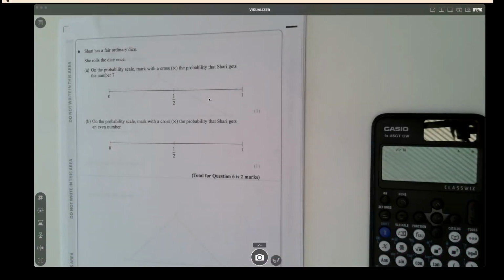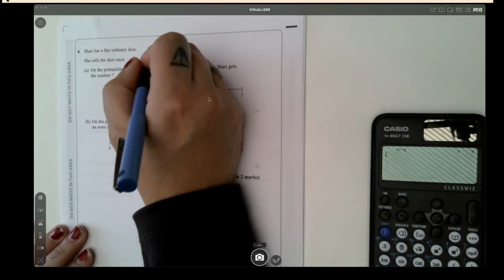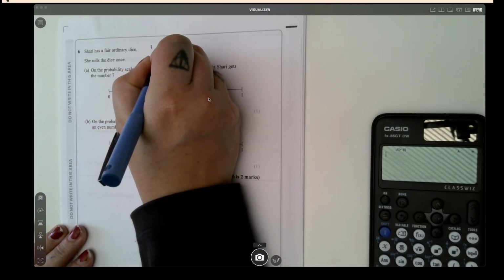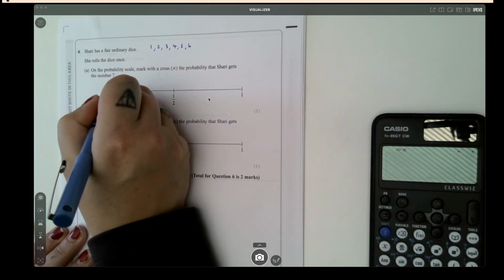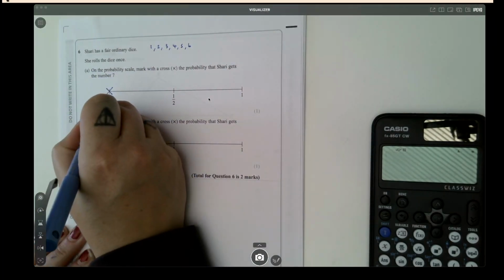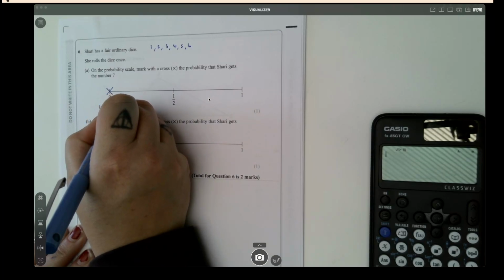Question 6. Shari has a fair ordinary dice. She rolls the dice once. Part A. On the probability scale, mark with a cross the probability that Shari gets the number 7. The options to roll on a normal dice are 1, 2, 3, 4, 5 and 6. 7 isn't an option, so I'm going to mark a cross at 0 because 0 is impossible.